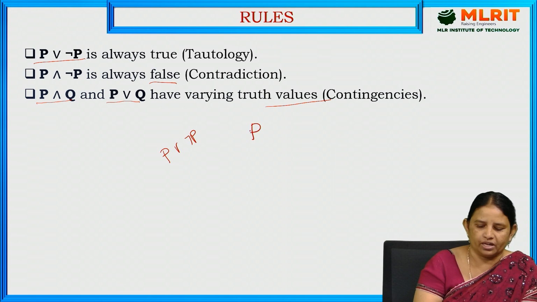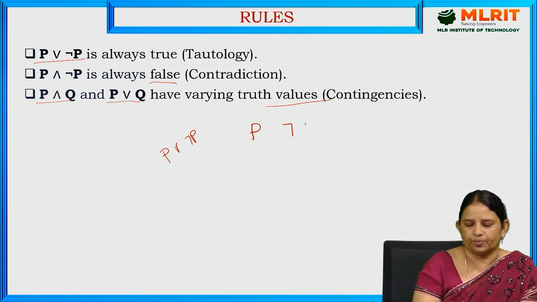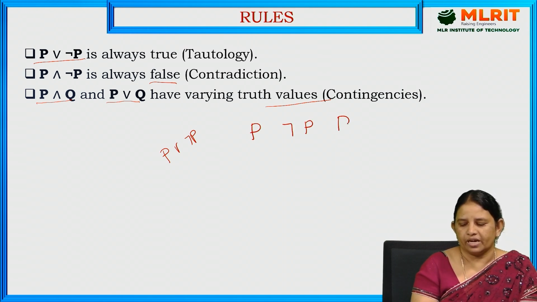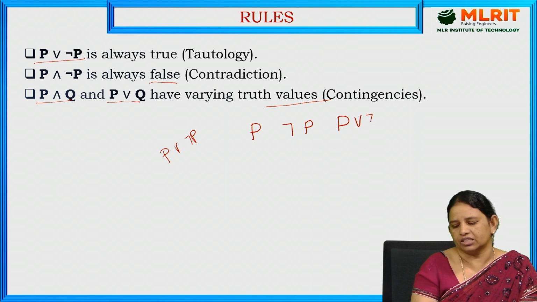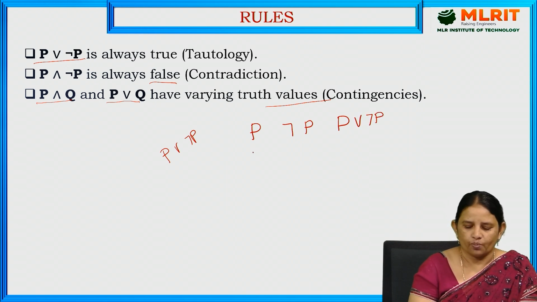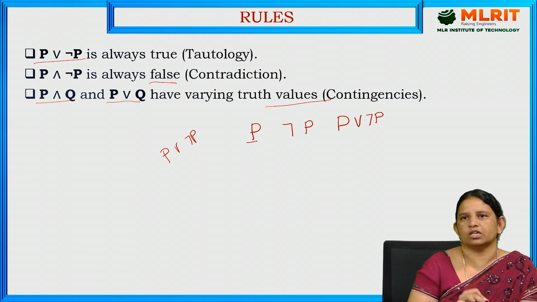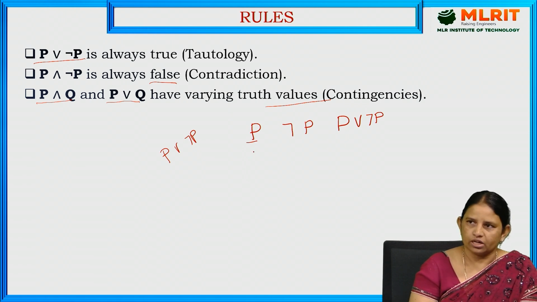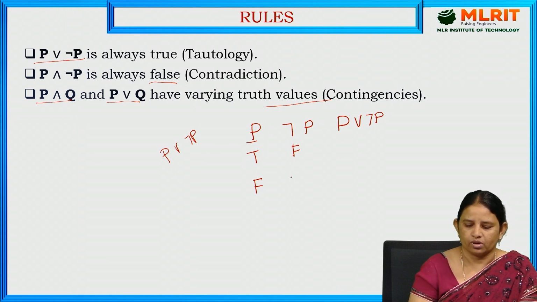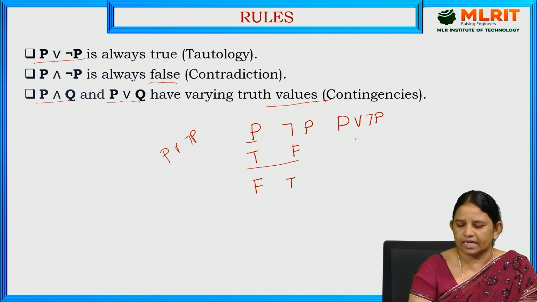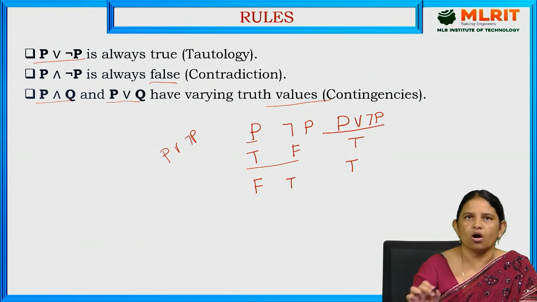Next take P and negation P. Take P or negation P. So what are the combinations? If it is only one proposition, there are only 2 rows in the truth table. True, false. So what is the negation of P? False, true. P or negation P. So that is true, false, it returns a true. False, true, it returns a true value. So P or negation P is a tautology.